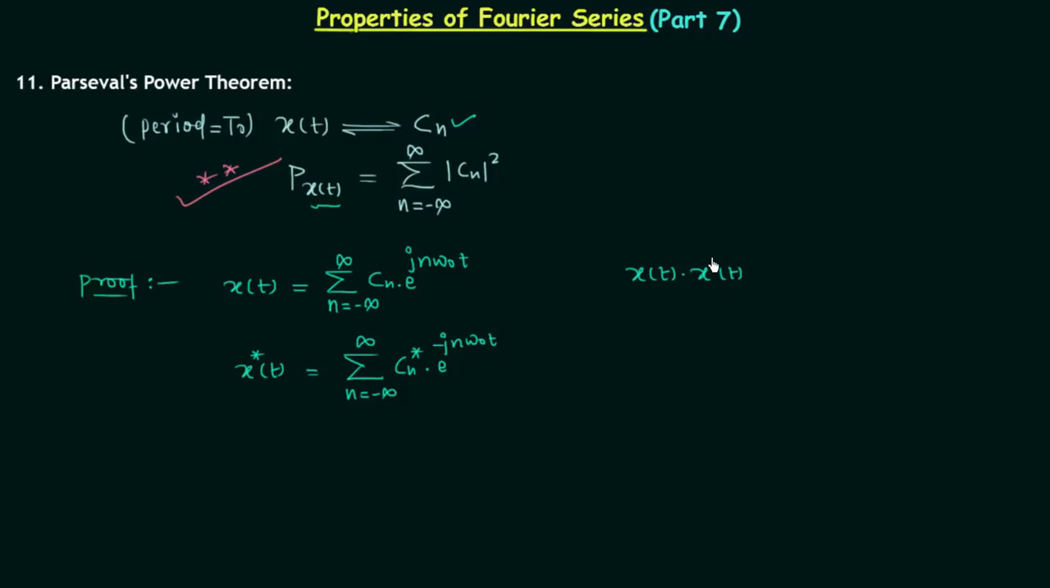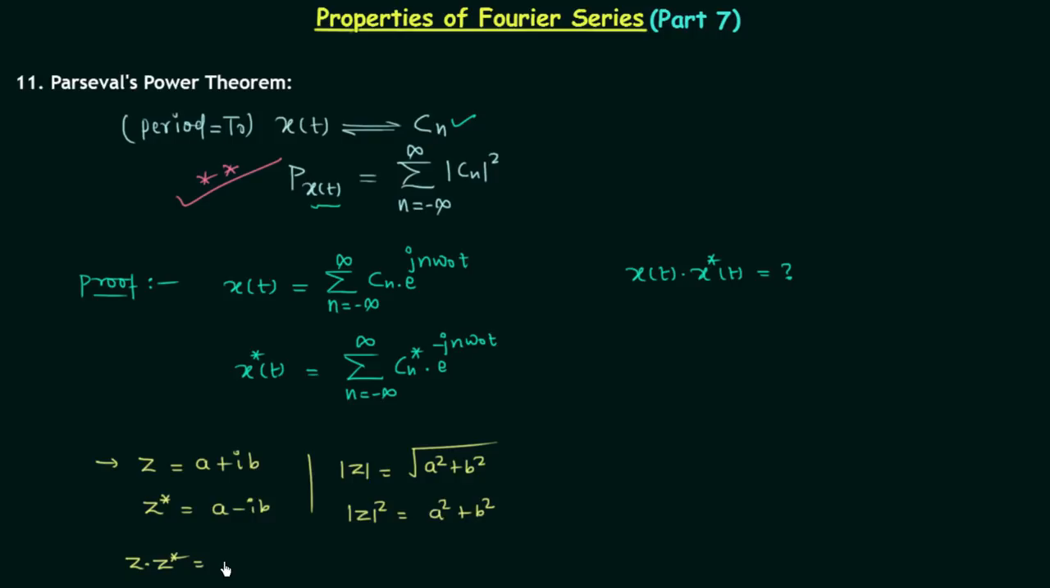I will give you one simple example to understand what will happen when we multiply x(t) and x(t) conjugate. In this example, I will assume a complex number z equal to a + ib. Now if we take the conjugate of z, we will have a - ib, and we know mod of z is equal to the square root of a square plus b square, or we can say mod of z square is equal to a square plus b square. Now we will multiply z and z conjugate.